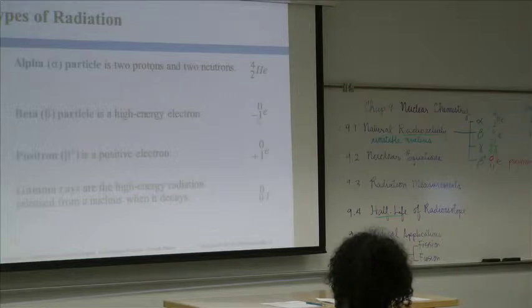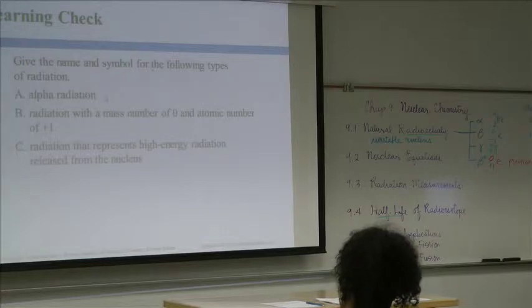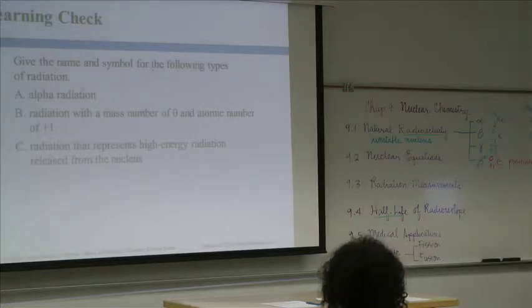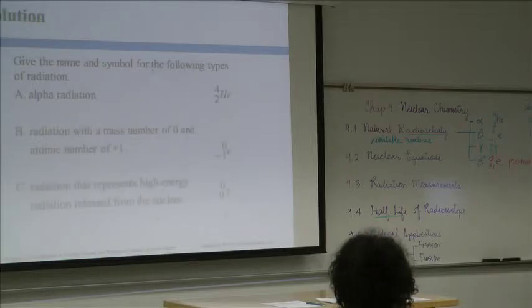Here's a summary. If you want to give the name of an alpha radiation, what is it? Learning check. Radiation with a mass number of 0 and a plus 1. Okay, positron. Radiation that represents high energy. Gamma. Excellent. There you go. Those would be like the test-like questions, and you'll see that.